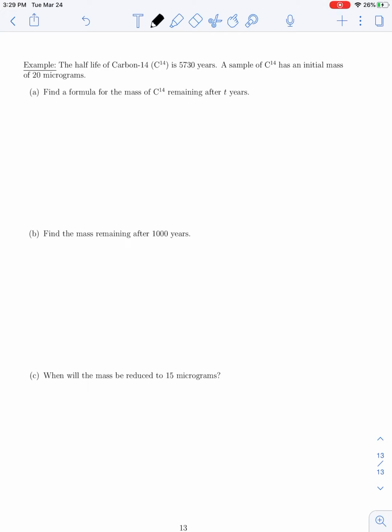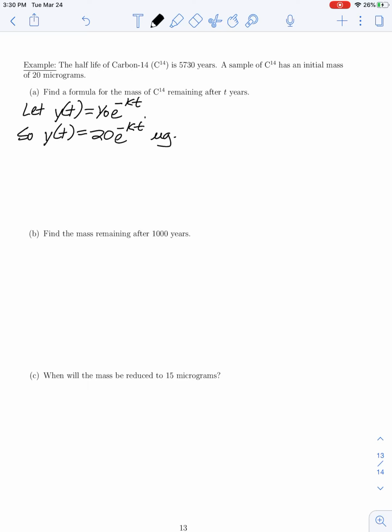In part A, we're asked to find a formula for the mass of carbon-14 which will remain after t years. So in our previous example, we found that using the exponential decay model, the mass of this radioactive substance at any time is given by y0 times e to the negative kt, where y0 was the initial mass. In this example, our initial mass was 20 micrograms, so we will have 20 times e to the negative kt micrograms.